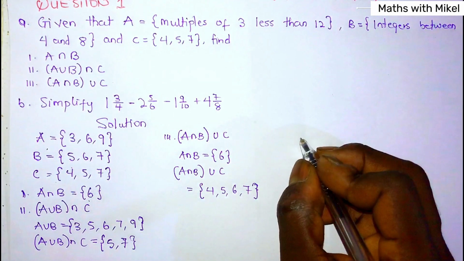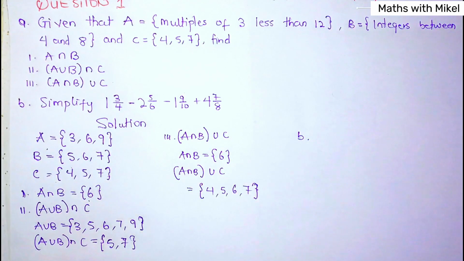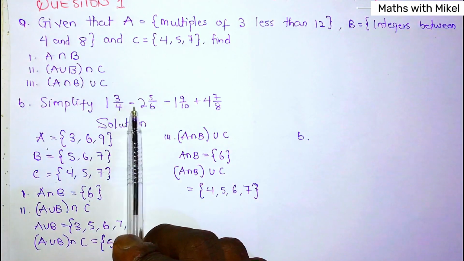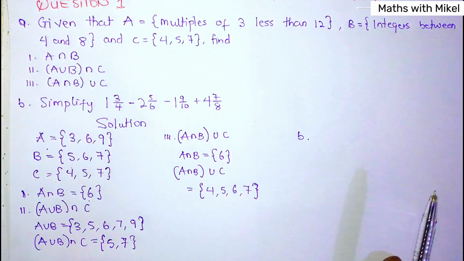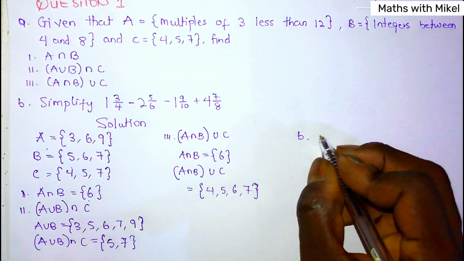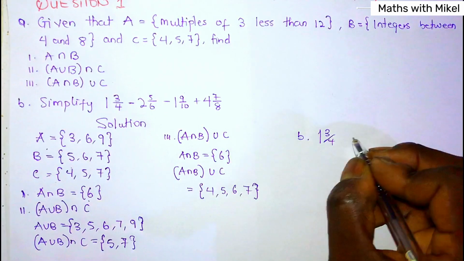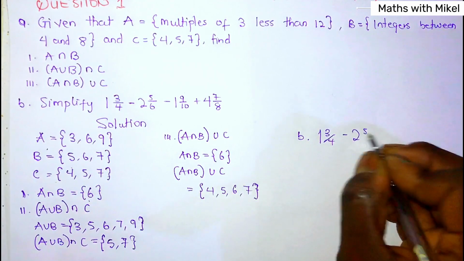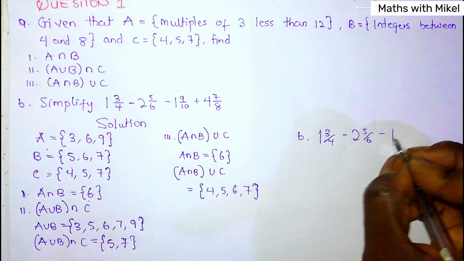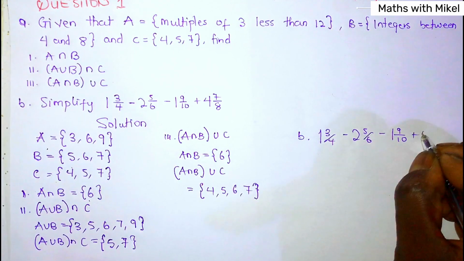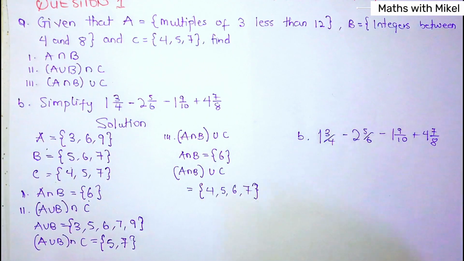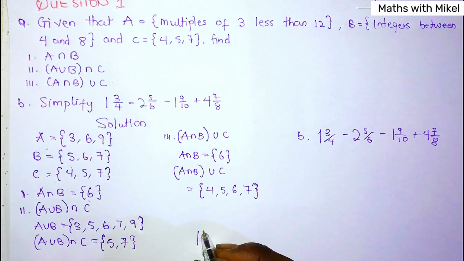Now let's solve the B part here. We have to simplify 1 whole number 3 over 4 minus 2 whole number 5 over 6 minus 1 whole number 9 over 10 plus 4 whole number 7 over 8. So we can simplify these mixed numbers. You know how to simplify a mixed number. Let's take the first one as an example.